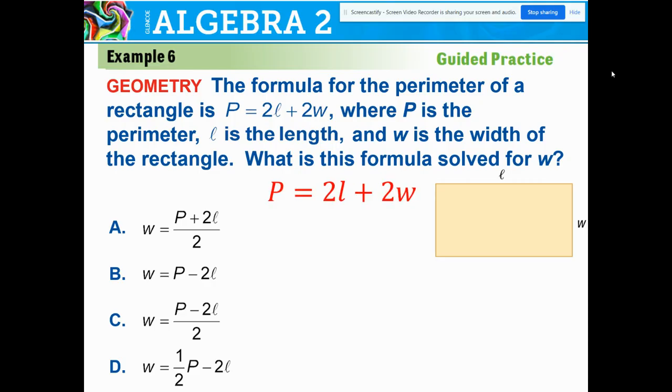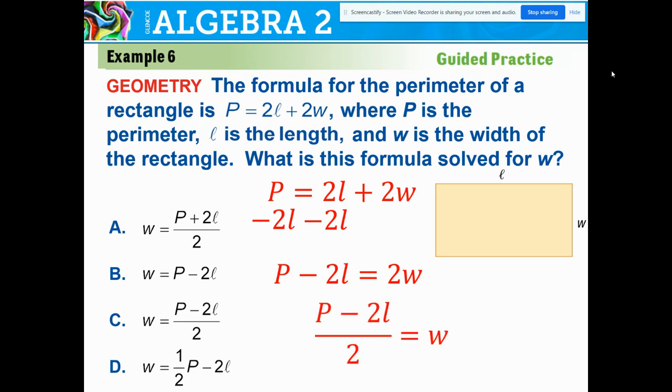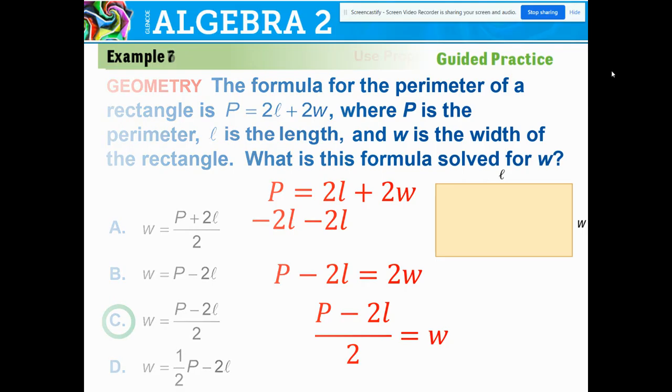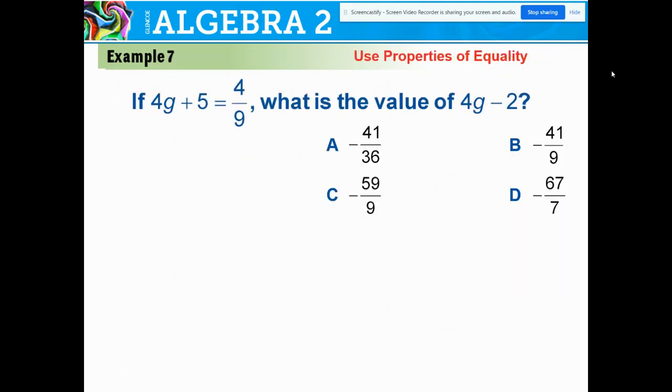So here's our formula. We're trying to get the W alone. So subtract 2L on both sides. You get P minus 2L is 2W. And now to get the W alone, all we need to do is divide both sides by 2. So P minus 2L divided by 2 equals W. And that is option C.